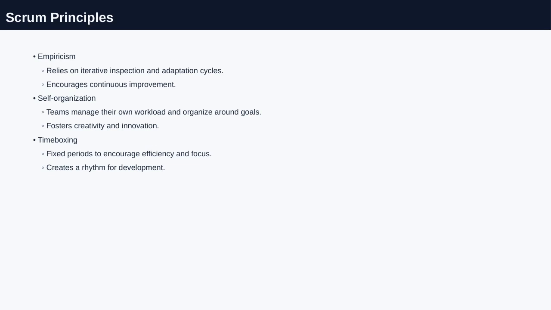Scrum is built on three key principles that help teams work effectively. First is empiricism, which means making decisions based on what we actually observe through regular cycles of inspection and adaptation. This approach supports continuous improvement, helping teams learn and adjust as they go.